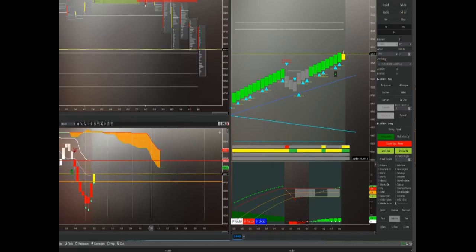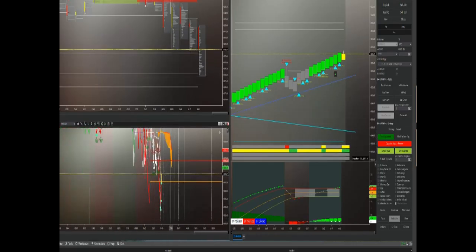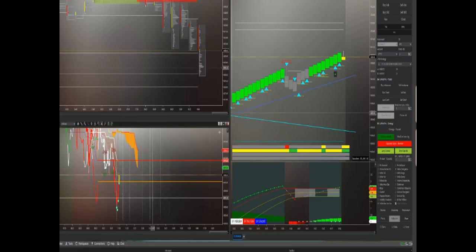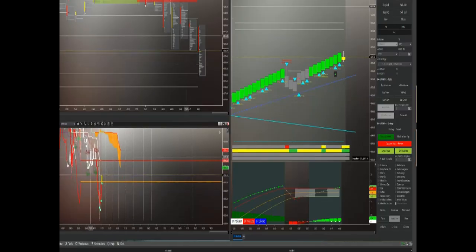It's not the C target. What is it? Oh, that's one of our entries when we did the bearish entry there.